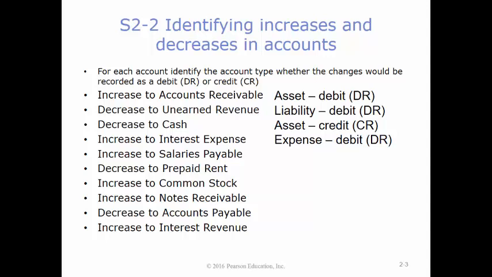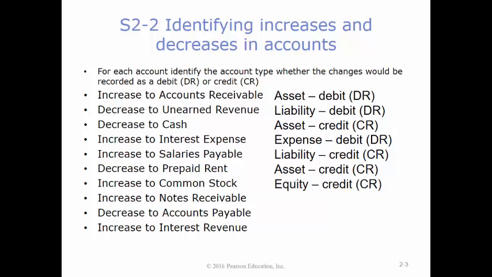An increase to salaries payable is a liability. Liabilities are increased on the credit side. A decrease to prepaid rent. Prepaid rent is an asset, and if we decrease an asset, we credit it. An increase to common stock is an equity account. If we increase an equity, we credit it.